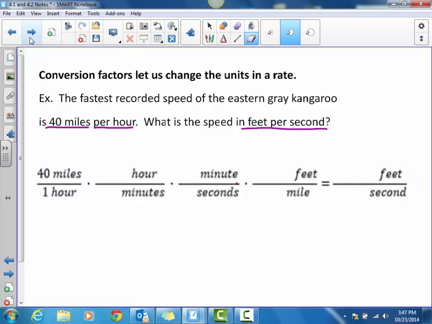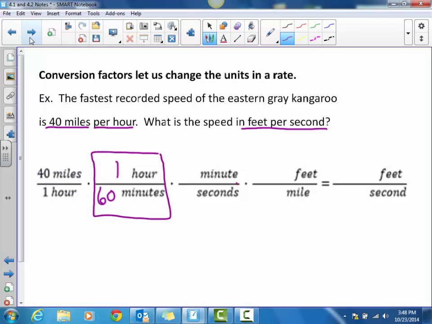So let's talk about this. Hopefully you guys remember this from pre-algebra: whatever units I'm trying to cross out, if they're on the bottom, I put them on the top because we're multiplying, so that way I can cross reduce. So 1 hour is equivalent to 60 minutes. That's a conversion factor right here. I also have that 1 minute equals 60 seconds. That's a conversion factor.